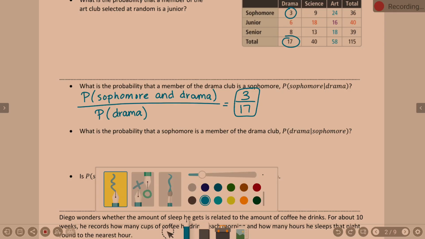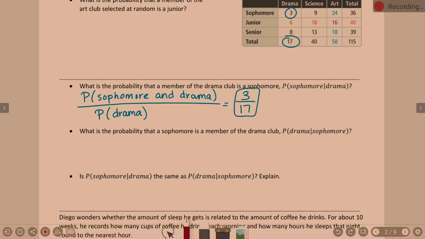Okay. Let's try the next one. What's the probability that a sophomore is a member of the drama club? Sounds like the same question, doesn't it? But they flip things. So now it's, what is the probability that this person is in drama club, given that they are a sophomore?